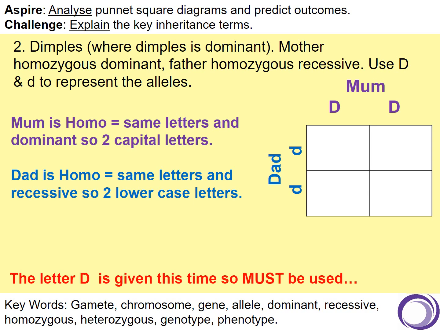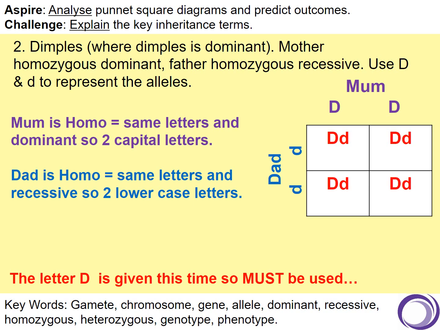And then the offspring would be capital D, small d in the first box, capital D, small d in the second box, capital D, small d in the third box, and capital D, small d in the final box. Dimples was dominant, so 100% of that couple's offspring would have dimples.